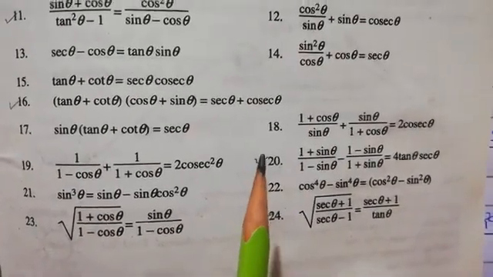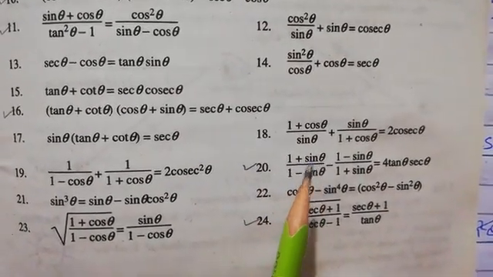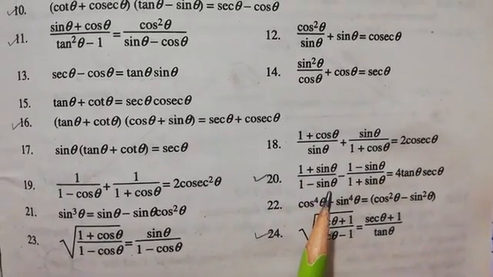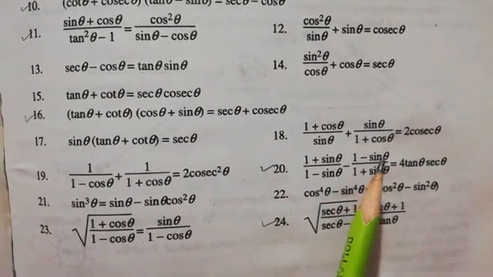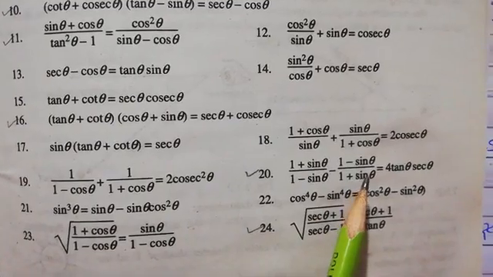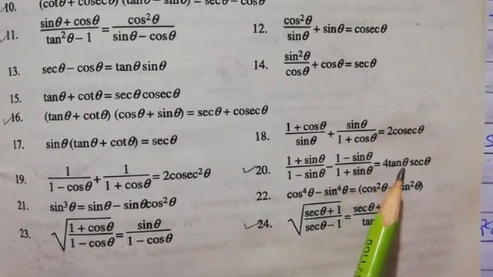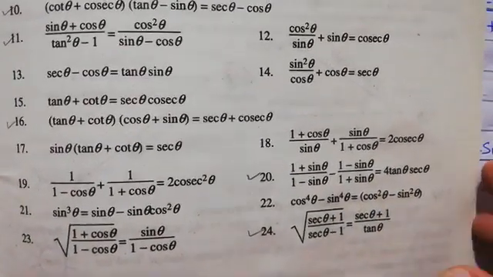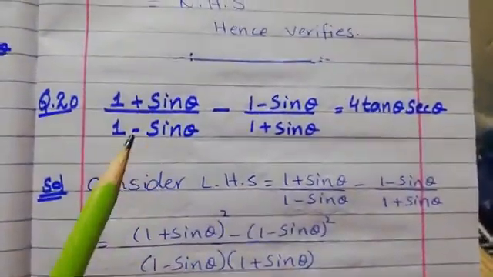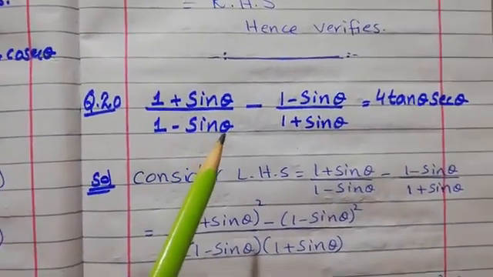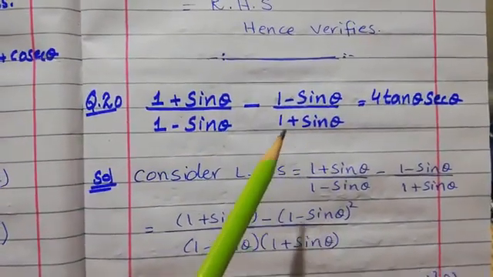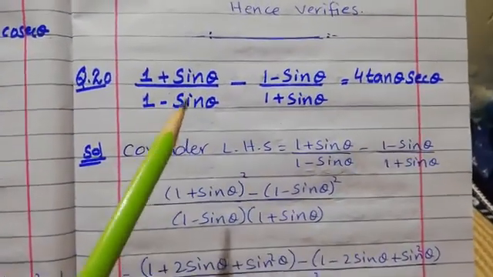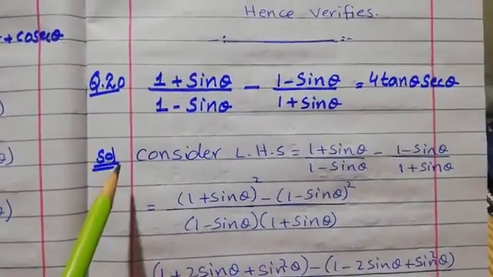Bismillahirrahmanirrahim. Question number 20: (1 plus sine theta) divided by (1 minus sine theta) minus (1 minus sine theta) by (1 plus sine theta) equals 4 tan theta secant theta. Write the question carefully in your notebook with your marker or black pointer. Dear students, write the question and then put the solution.